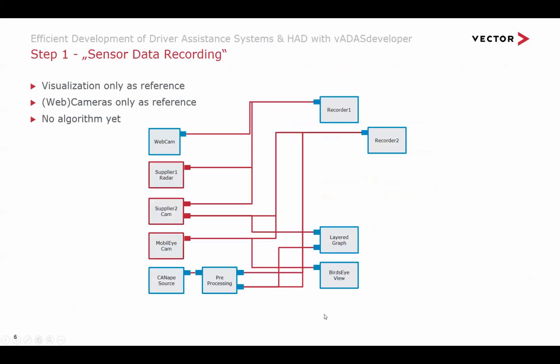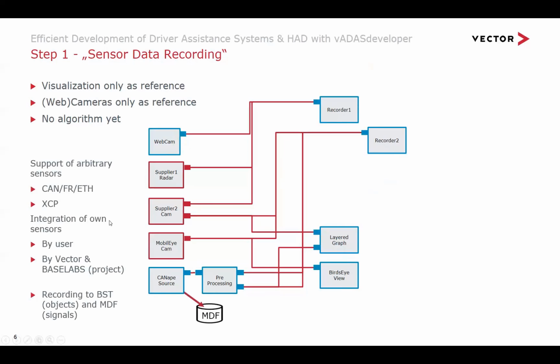Okay, now let's look at the different use cases. Step one would be the sensor data recording, the visualization on the right-hand side. So here I'm using, it's not actually a screenshot from our tool, but it's the same visualization. We use the components as they are modeled in vADASdeveloper. On the right you see the visualization. In the middle, you can see there are no algorithms yet. There are just the sources. On the left we have used a webcam, a supplier radar, a component that's Mobileye, it's called Mobileye Cam or whatever. So the most important thing is there's no algorithm at the moment. You just record stuff from your car or from your setup.